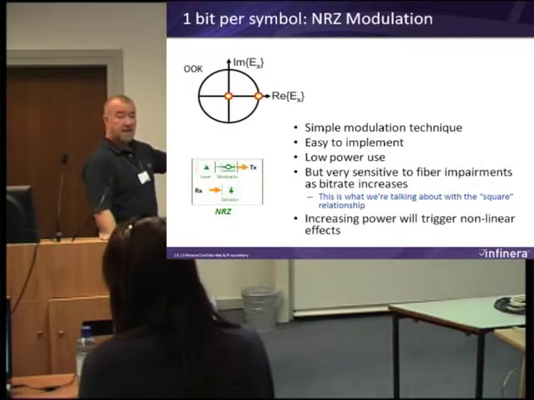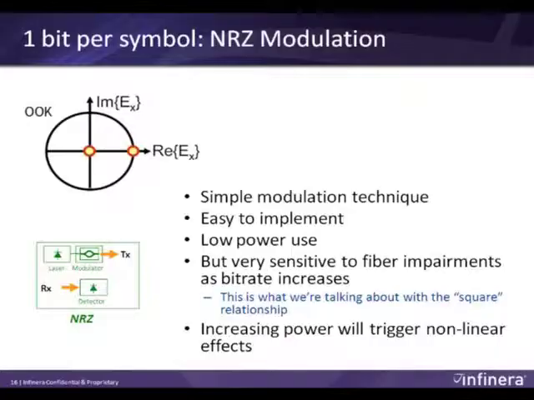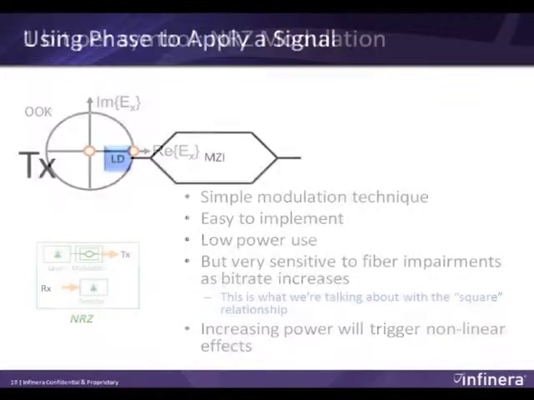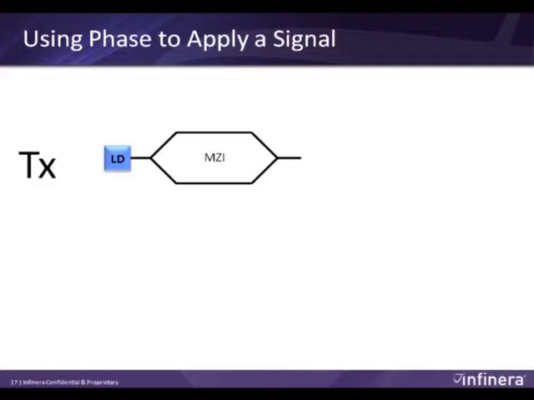Non-return to zero, fantastic modulation technique. It has served the industry well for decades. It's still incredibly effective because it's so easy to implement. But it's very susceptible to these scaling effects. So we have to move to something else, typically phase modulation. So how do you apply phase? How do you use phase to modulate an optical signal?